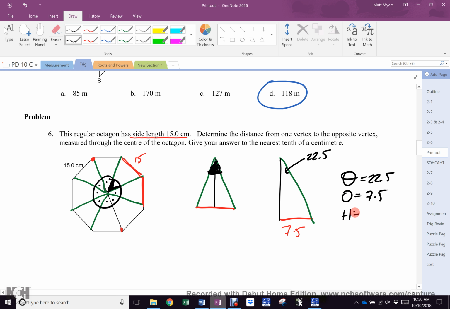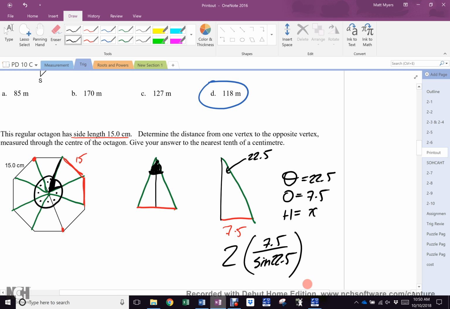What do I need? No. Hypotenuse is x. So, since hypotenuse is on the bottom, it has to be 7.5 divided by sine 22.5, which gets me one green line. What must I do with that? Multiply by 2, which is, oops, I did that backwards because I'm using a backwards calculator that I don't often use. 39.2. That was out of 4.